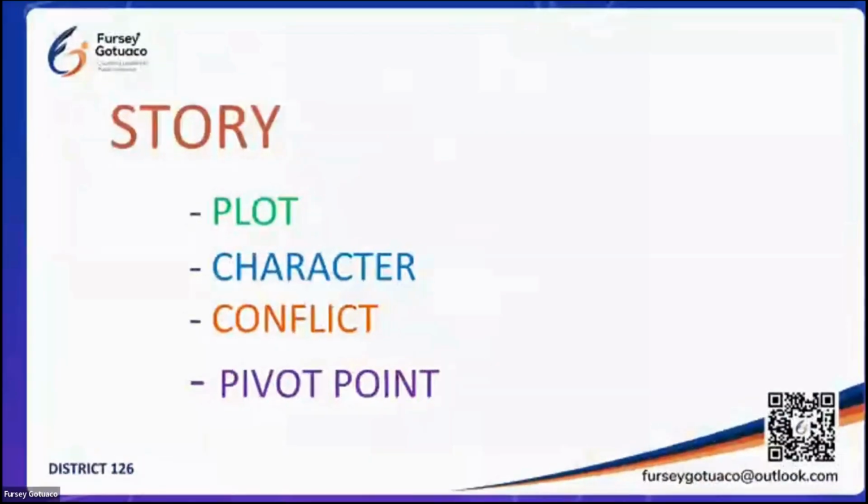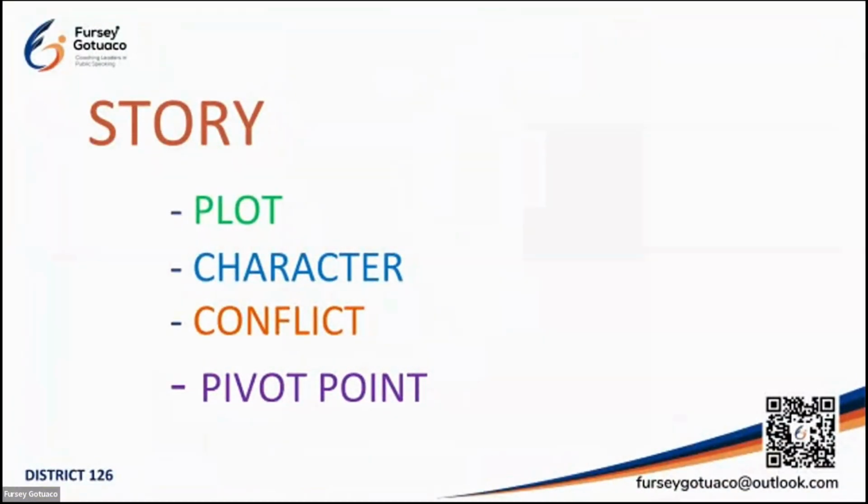Now, in a story, you've got to have a plot, character, conflict, and a pivot point. Most of us understand basic things about a story. I think all of you kind of understand what a plot is. Yes? A plot, you have status quo, and then you have inciting, and then you have climax, and then you have resolution. Status quo. What does status quo mean? Who knows what status quo means?